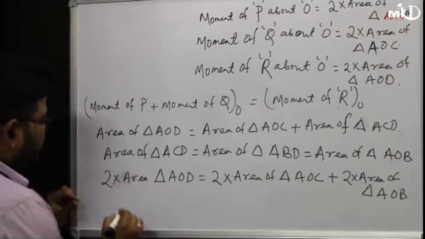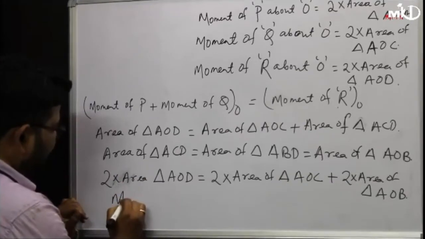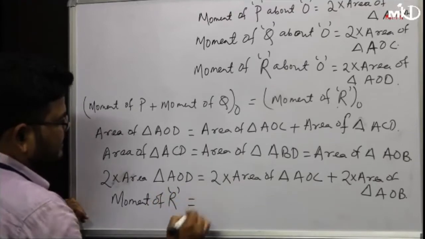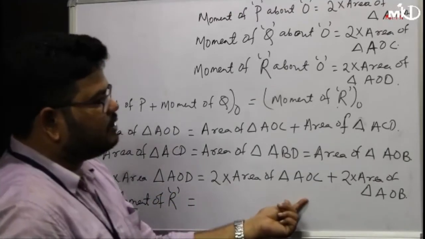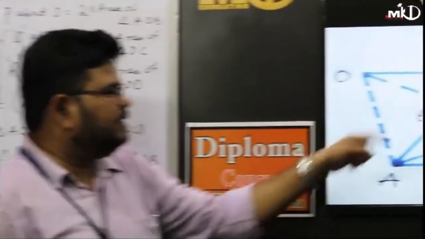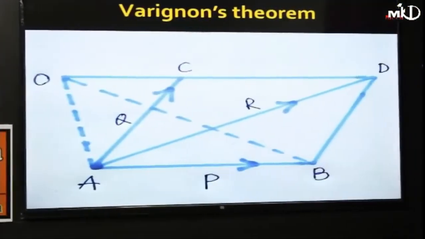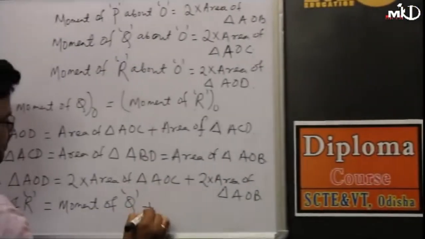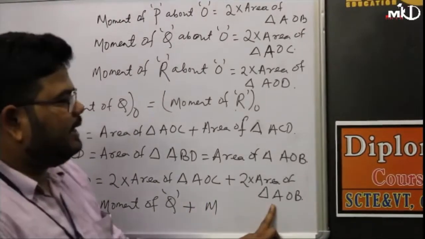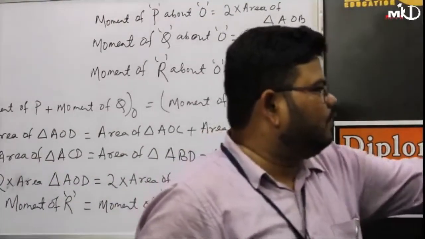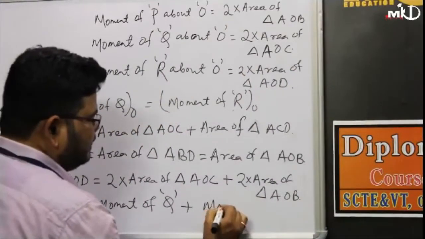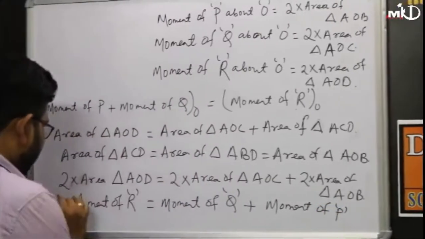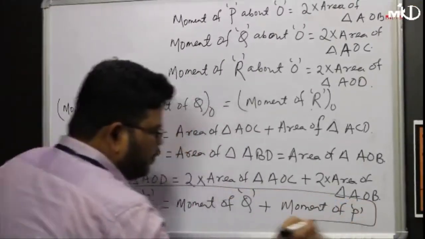So this becomes: the moment of resultant R is equal to twice the area AOC, and AOC becomes the moment of Q, so the moment of force Q, plus area AOB, and AOB becomes the moment of P. Hence the theorem is proved here.